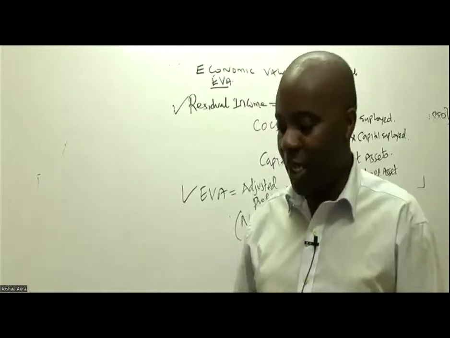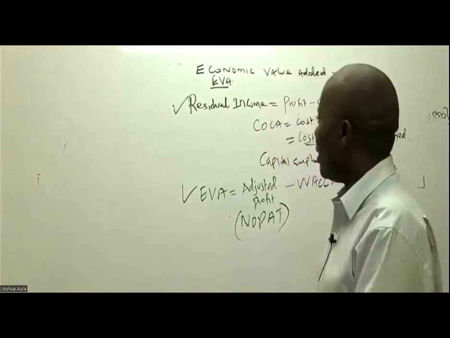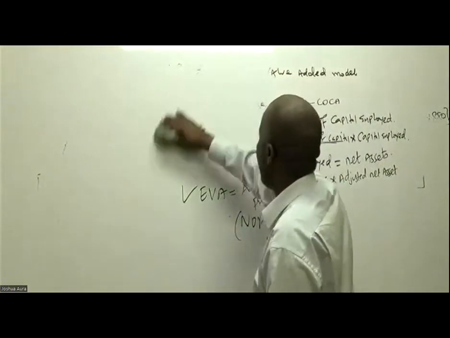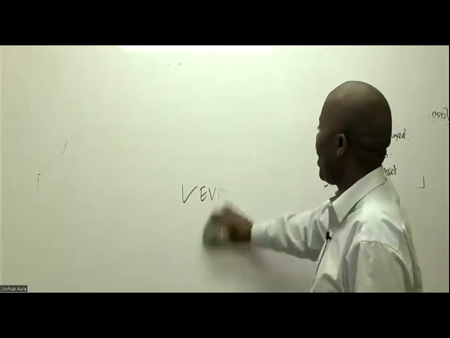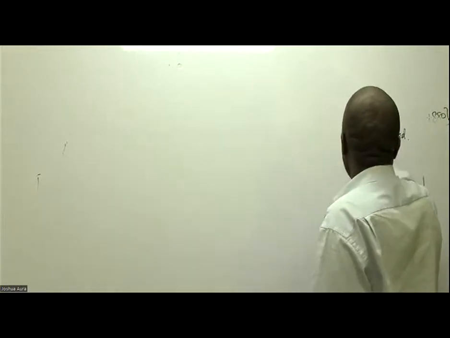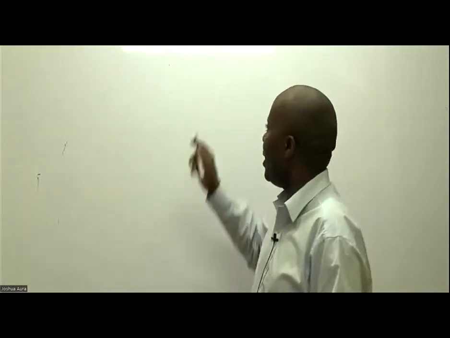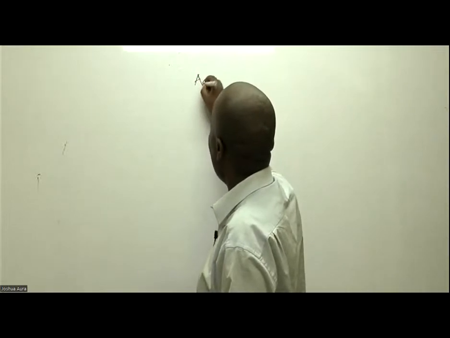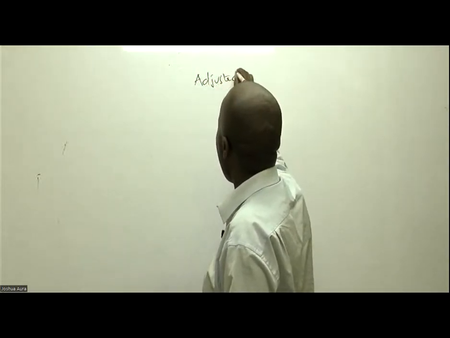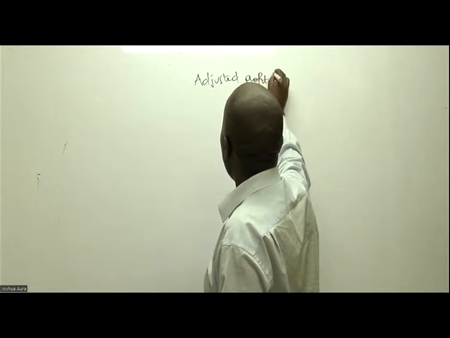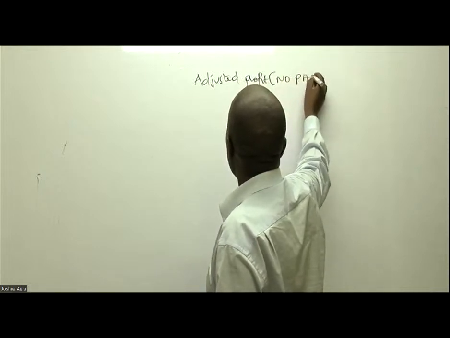The key thing here is for us to get the adjusted profit. So how do we get adjusted profit? So to get adjusted profit, remember that this adjusted profit is what we are calling the famous NOPAT.